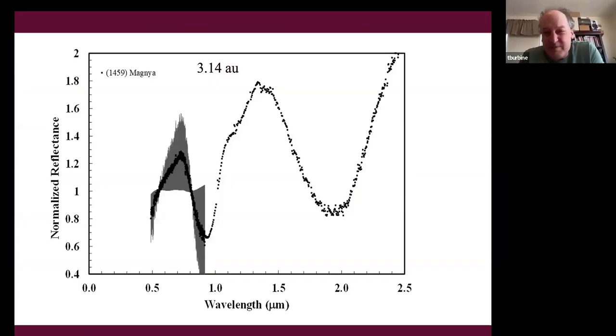But in the 90s, they identified a body called Magnya at 3.14 AU. Vesta is about 2.36 AU, so this was very far, across a number of resonances, and it had this same type of HED-like spectrum, but it was very far from Vesta. Dynamically, you can't really get it to originate from Vesta. So this was a mystery: there may be other Vesta-like bodies that formed in the asteroid belt.